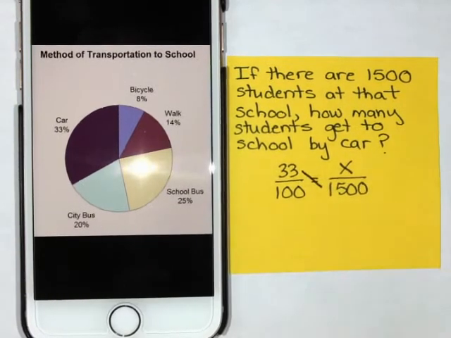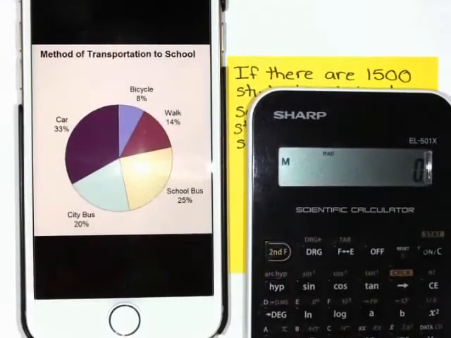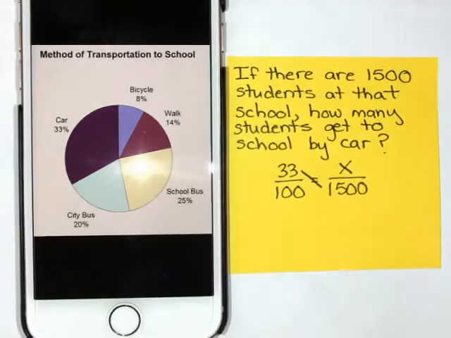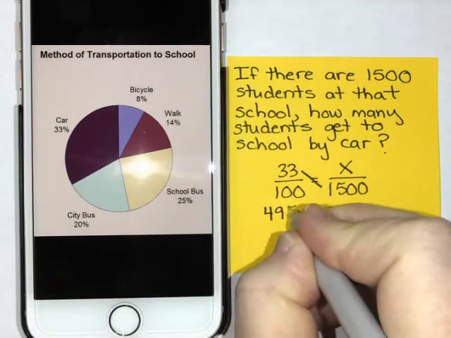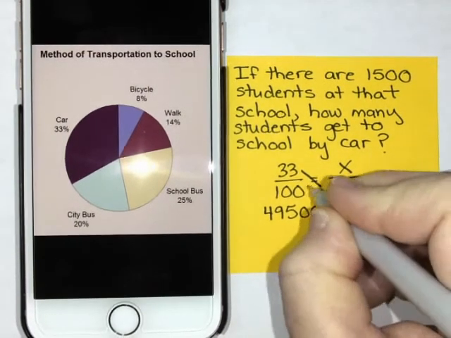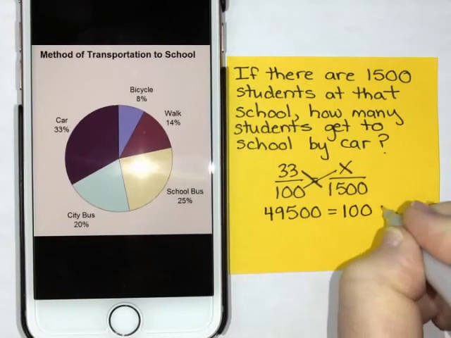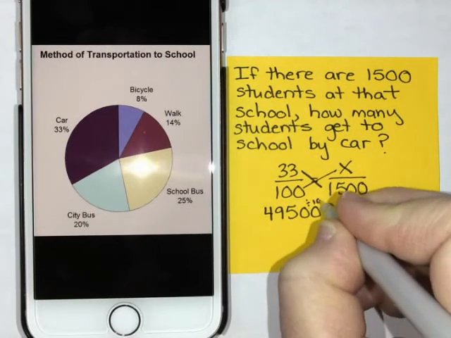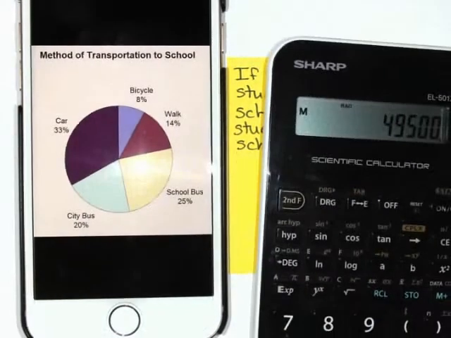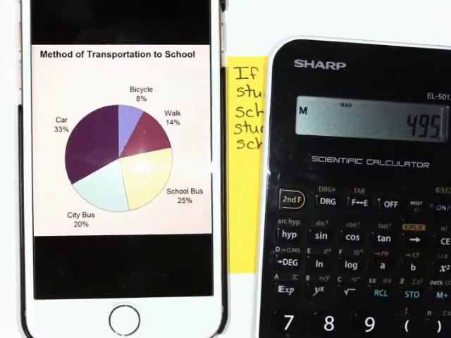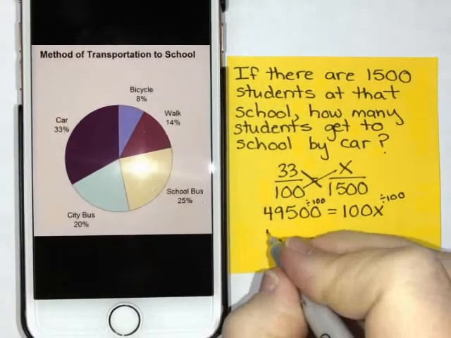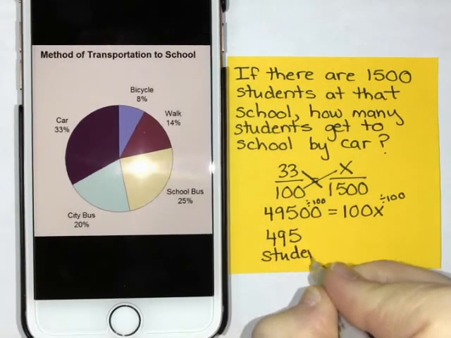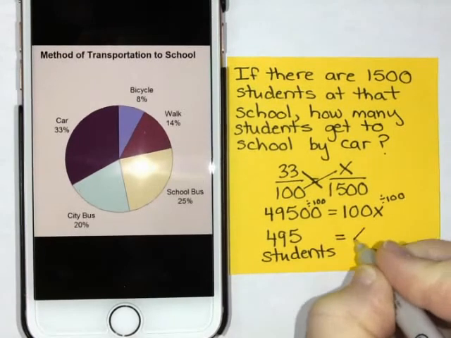So 33 times 1,500 is 49,500. 100 times x is 100x. And if I divide both sides by 100, 49,500 divided by 100 gives me 495 students. So 495 students take a car to school.